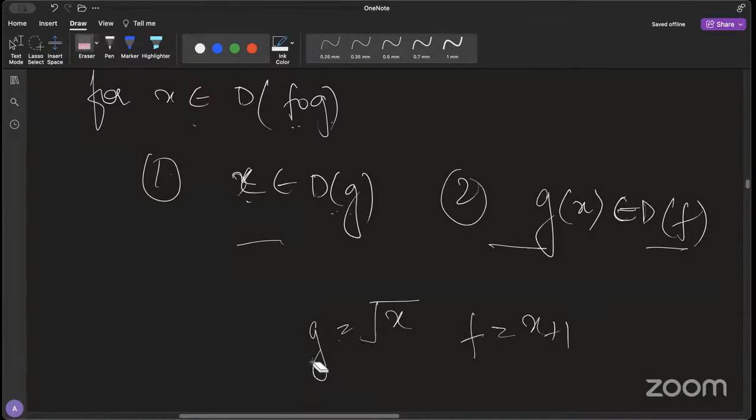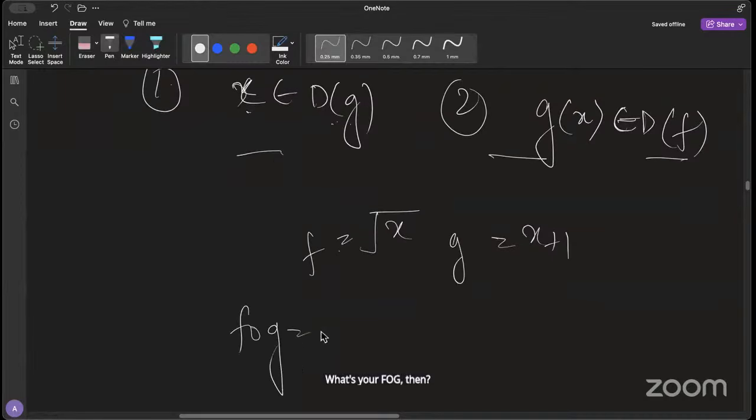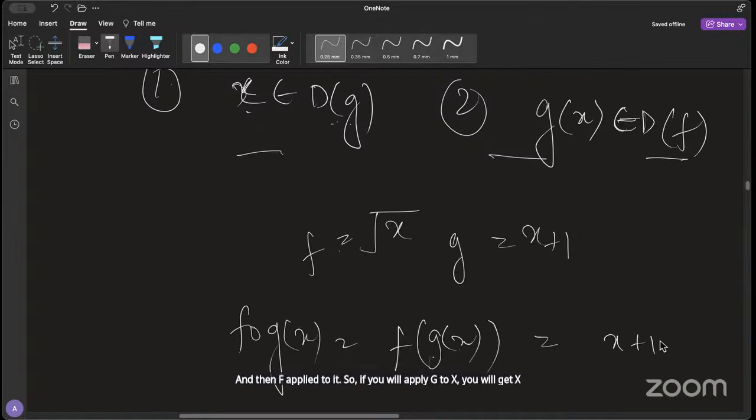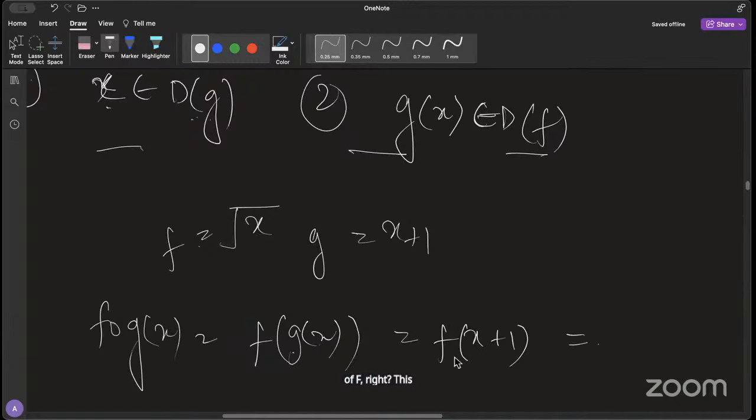Or let's take this as f and this as g. What's your f∘g then? Your f∘g is root of x plus 1. If you do it one by one, you will get this. f∘g of x means g of x and then f applied to it. So if you apply g to x, you will get x plus 1, and then if you apply f to x plus 1, you will get the square root of x plus 1.